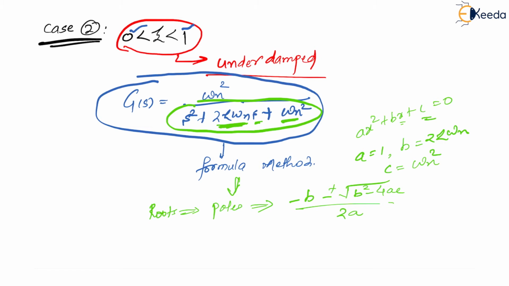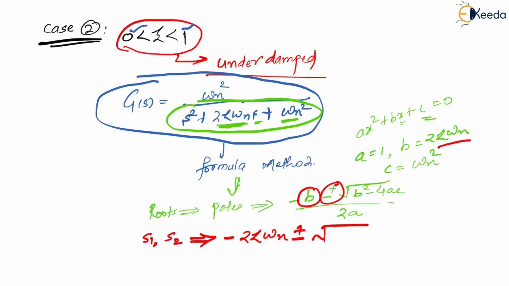Let us see. If you substitute that here, what do you get? You get s1, s2, let these be the poles. What is there? Minus b. So it is going to be minus b. What is b? B is going to be 2 zeta omega n. Then you are definitely having plus minus sign. Under root of what? Definitely it is b squared minus 4ac. So what is b? B is again 2 zeta omega n, so definitely 2 zeta omega n the whole squared.